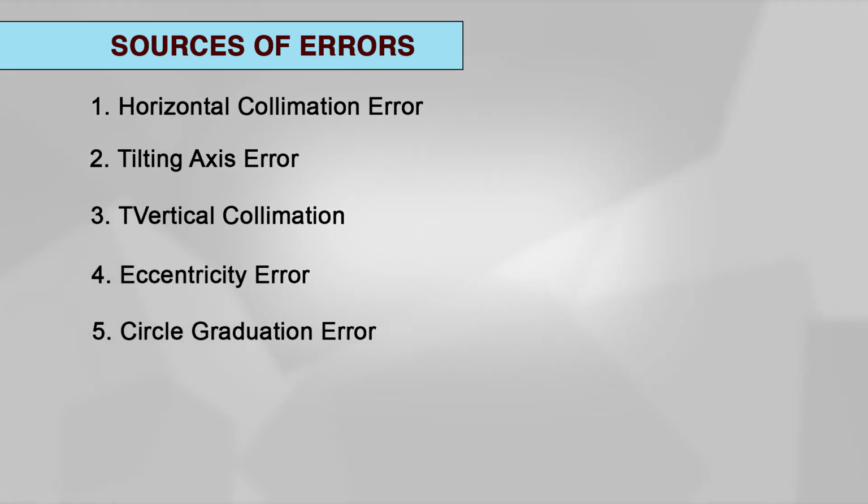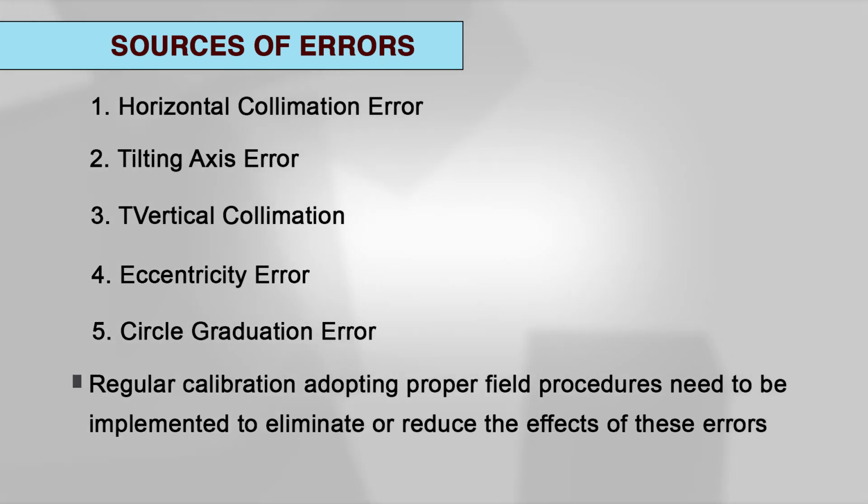The lack of parameter adjustment in the total station leads to the following instrumental errors: first, horizontal collimation error, tilting axis error, vertical collimation error, eccentricity error, and circle graduation error. Regular calibration adopting proper field procedure needs to be implemented to eliminate or reduce the effect of these errors. Let us discuss each type of instrumental error one by one.